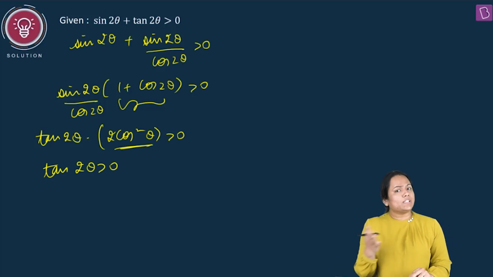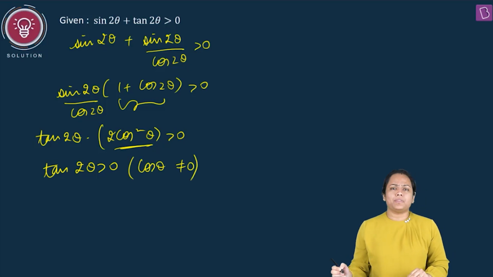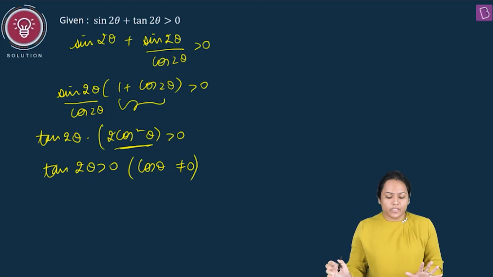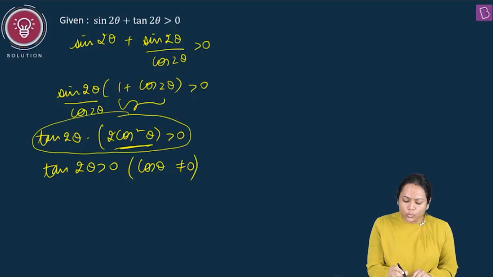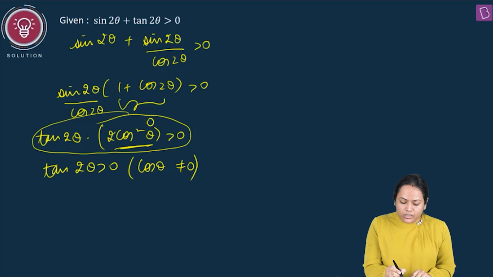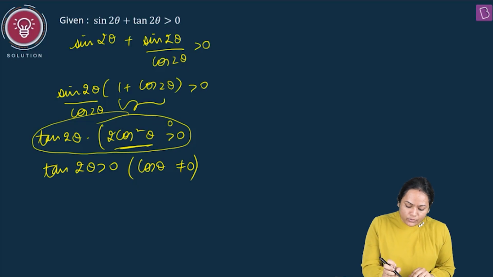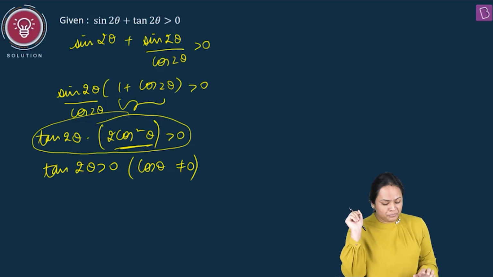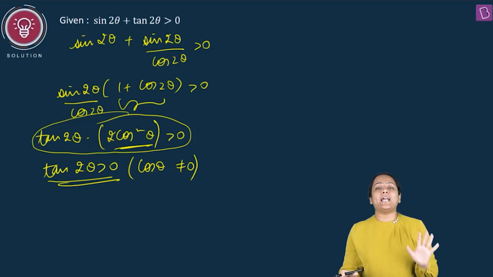Because 2 cos square theta is always greater than 0, but we have to eliminate the cases when cos theta is equal to 0. That is the one thing you have to remember. Cos theta cannot be equal to 0, because if that becomes 0, this entire thing will not be valid. You'll get 0 greater than 0, which is not at all true. So all the values you take should include that cos theta is non-zero. Clear? Okay.